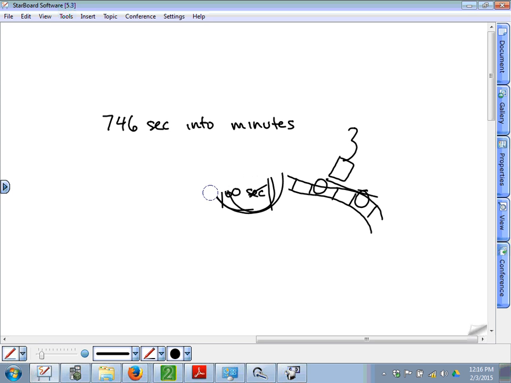Well, if you know the train tracks, it works. But really, all I gotta do is take 746 seconds. You need to multiply that by a fraction where seconds is on the bottom and minutes is on the top. Why does seconds have to be on the bottom? So you cancel that unit of measure and you go into a new unit of measure.